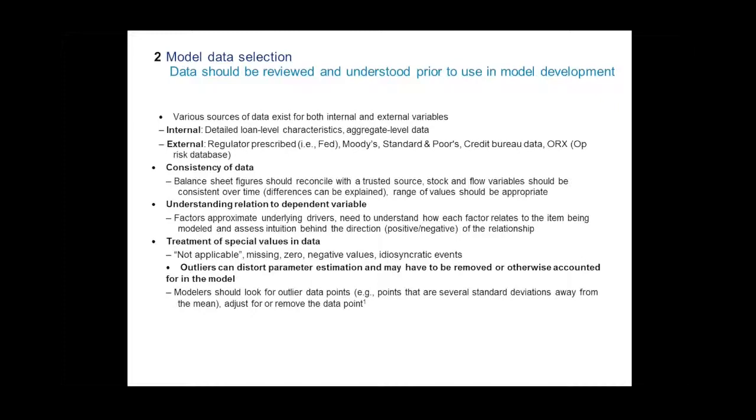And understanding the relation to the dependent variable. For all the factors or approximate underlying drivers, you need to understand how each factor relates to the item being modeled and assess the intuition behind the direction of the relationship. And treatment of special values in the data. Basically, this is to clean the data set, and you can remove outliers and handle missing values, zeros, and negative values, and you have to treat them in a certain way and document that.